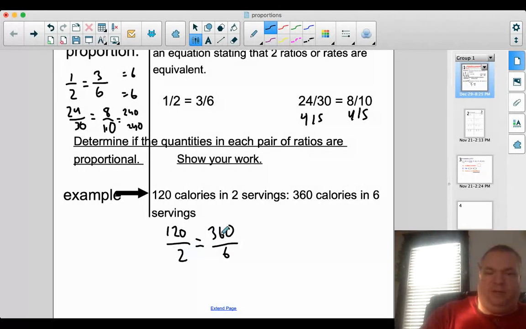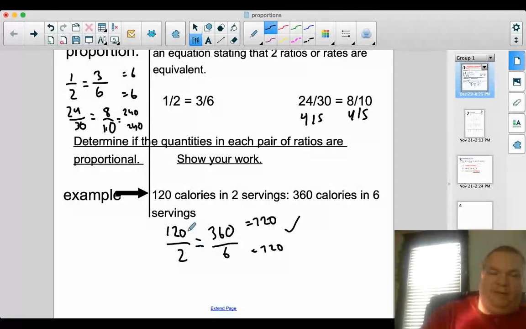2 times 360. Well, 300 times 2 is 600. 60 times 2 is 120. If I add this together, I get 720. On this side, 120 times 6. Well, 100 times 6 is 600. 6 times 20 is another 120. That is also 720. So I get the same thing multiplying both diagonals. That means that is a true proportion.